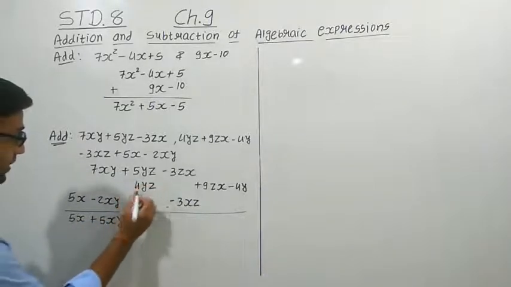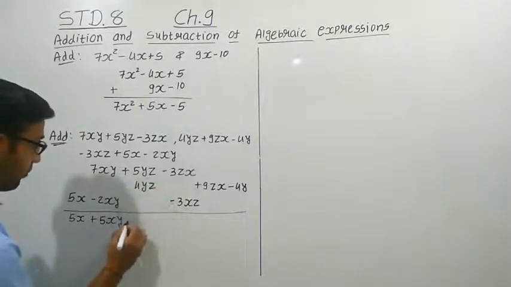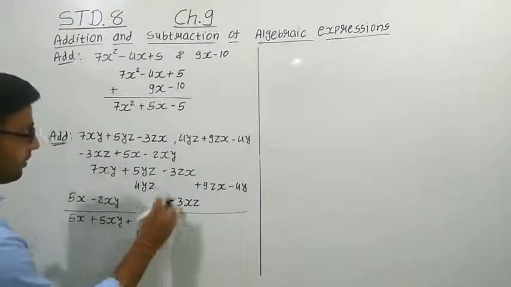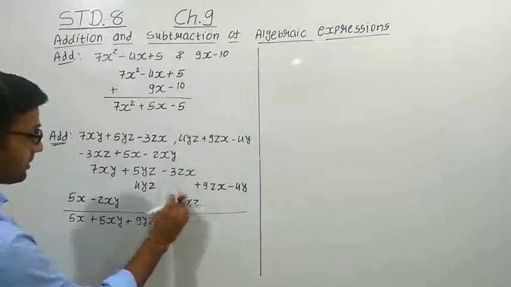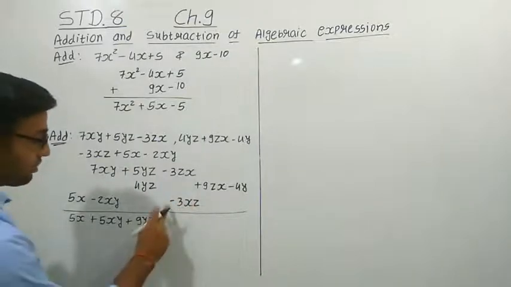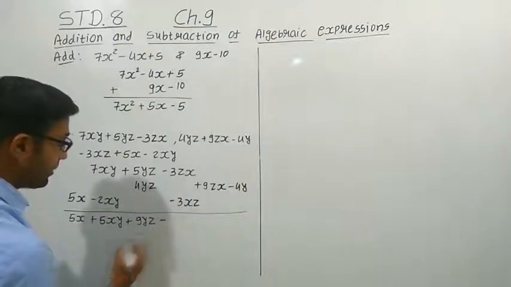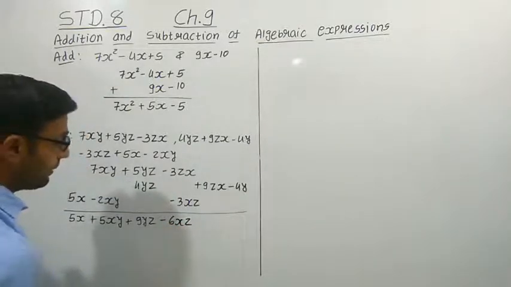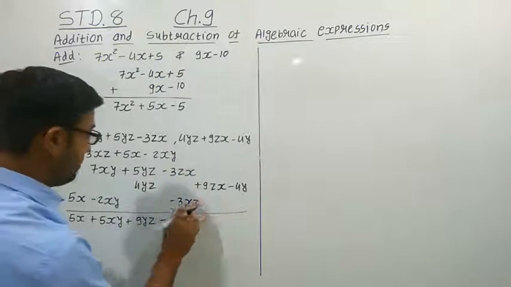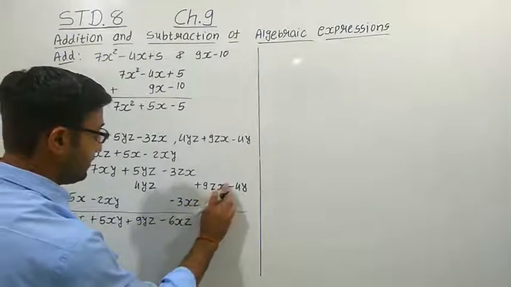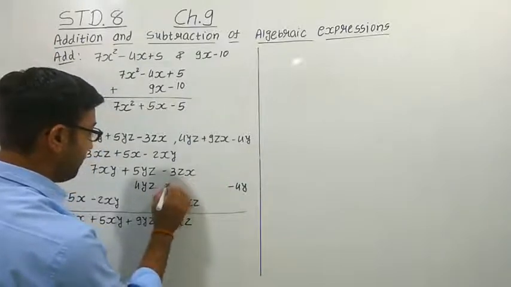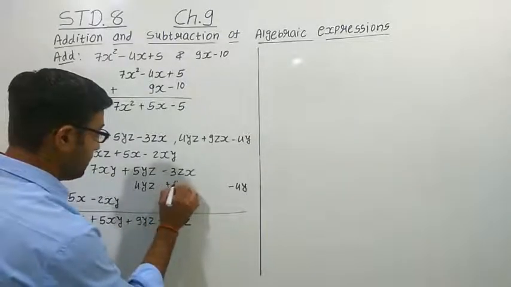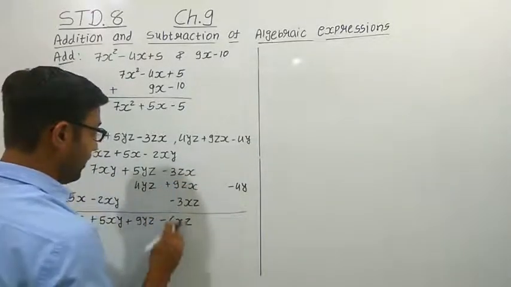yz. Now 4yz plus 5yz plus 4yz, that is 9yz. Right? 3xz and 3zx. zx and xz means same. And minus, both are minus, so we have to add them, but the sign will be negative. 6xz. Right? Okay, this term is also the zx, right? So here we have to write down minus 6xz plus 9zx plus 9zx. So we have to add all these three.